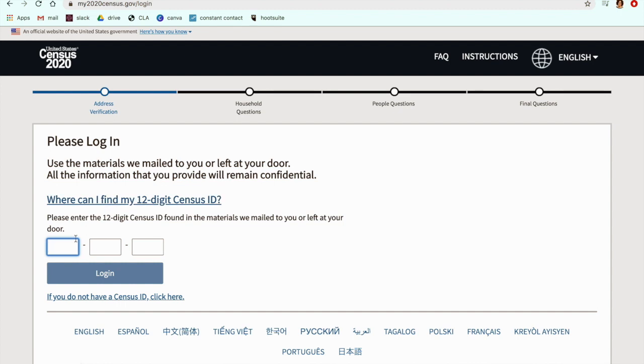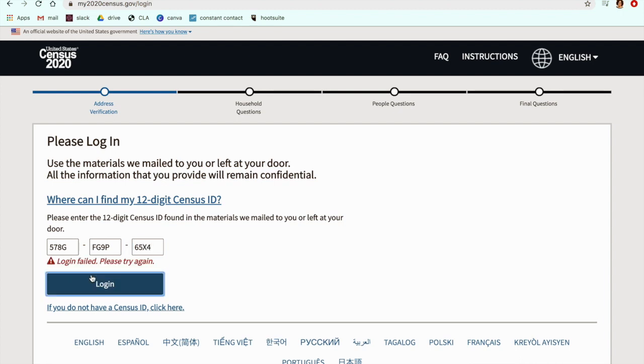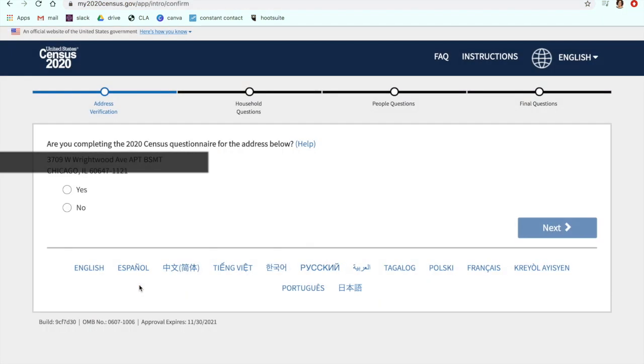Okay, so again, where can I find my code? That's on this. Oh, you can't see. That's on my green paper I got in the mail. So I'm just going to put in my code, and it says it was wrong. Oops, because that is an R, not a 5. Oh, come on. 4G FG9P 65X4. Okay, great. So, are you completing the 2020 census for the address below?